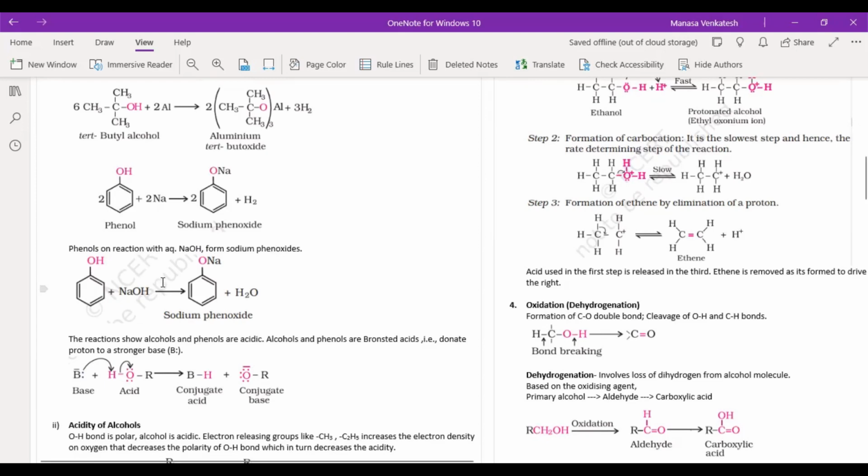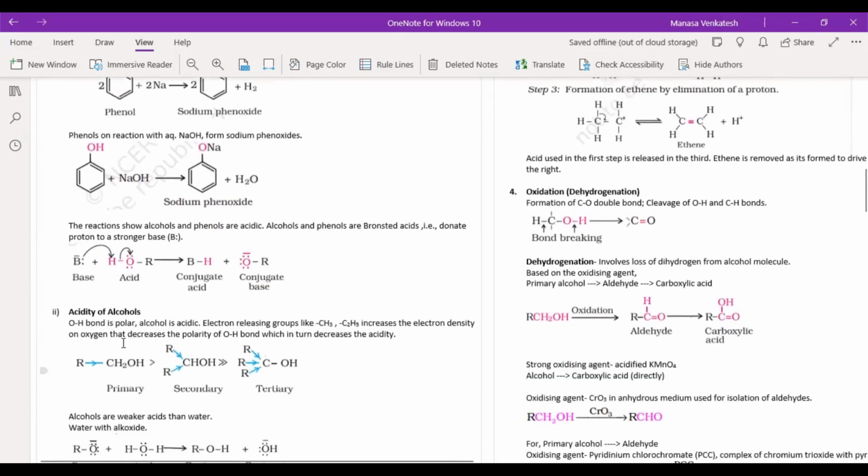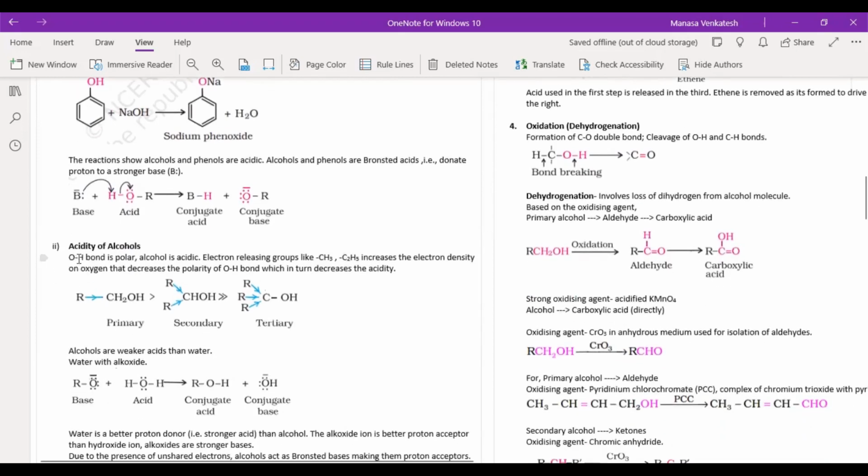Now they basically donate the H plus ion to a Bronsted base, and that is why they are called acids. Okay, now acidity of alcohols. First of all, obviously the OH bond is polar in nature. So what happens is the oxygen atom is going to have a partial negative charge, whereas a hydrogen is going to have a partial positive charge. So this means that the OH bond is actually polar in nature.